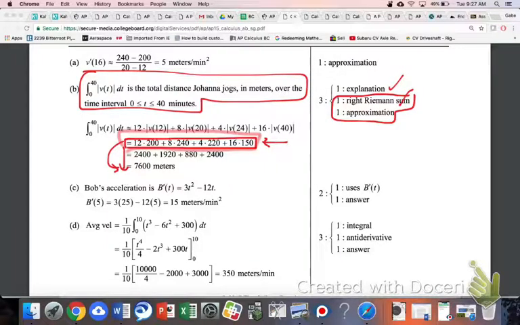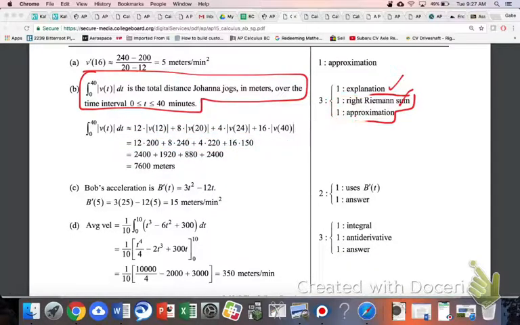Wait, and would you get both points for that step? Yes. You would get the right Riemann sum point and the answer point as well. So you don't even need the one above it? No, you don't. Hey guys, can I point one other thing out on this?